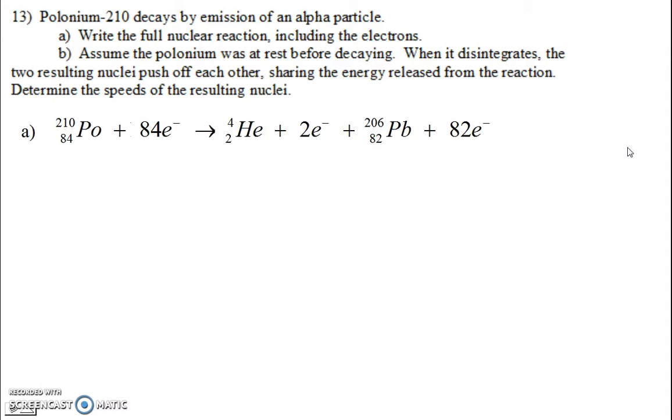Alright. Let's go on to part B. This is a little more interesting. Okay, so polonium was at rest before decaying. The two resulting nuclei, that would be in this case the helium and the lead, push off each other, sharing the energy released from the reaction. We want to find their speeds.